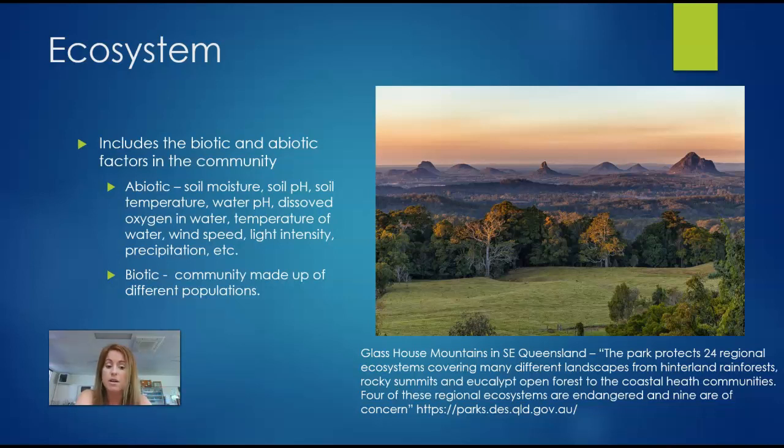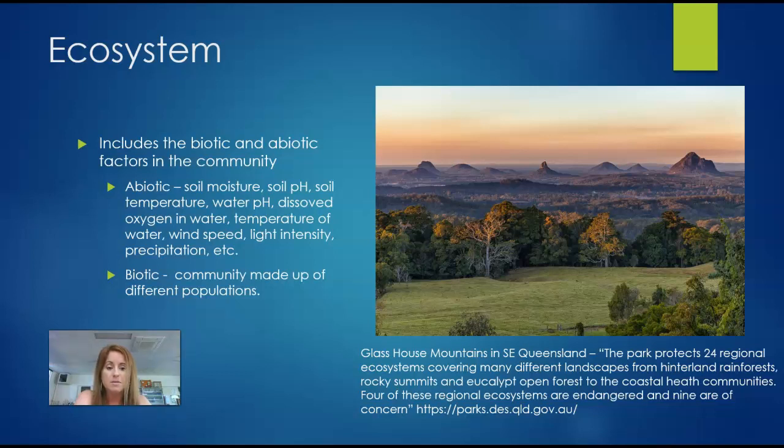And all of those things do have an effect on the biotic components. The biotic components are the living things. So those are all the different species living in that area. And so an ecosystem is composed of all of these communities of living things, plus the abiotic components.